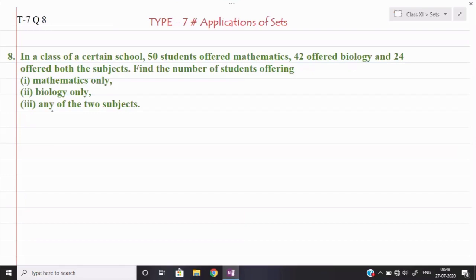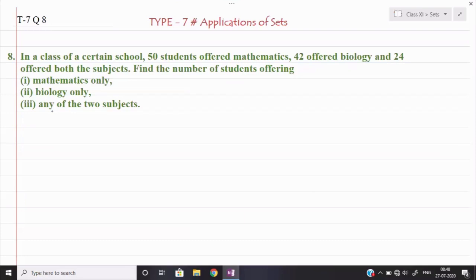However, the meaning remains same. Any of the two subjects means they are asking either or only. So you have to concentrate on the meaning, then definitely it will be clear to you what exactly they are asking. And see, in the application also limited options are there.